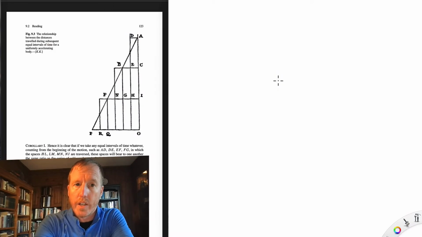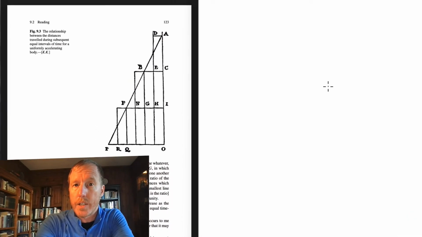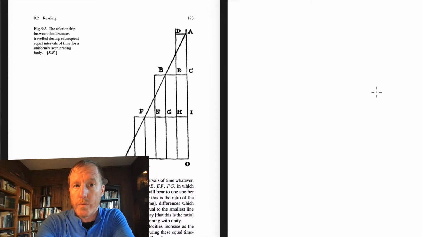We're looking at Galileo's Dialogues Concerning Two New Sciences, specifically his discussion of naturally accelerated motion. We got up to about page 123 in A Student's Guide Through the Great Physics Texts. Here, we see a diagram that represents the distance that an object moves when it's falling from rest.